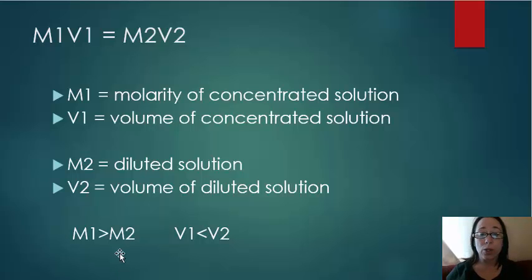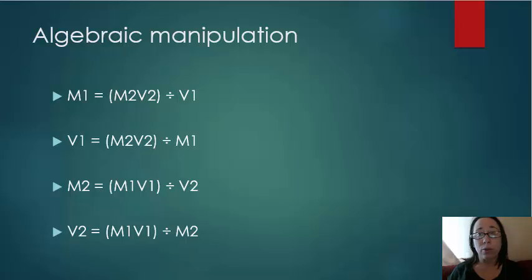So the molarity of the stock solution, or what we're starting with, is always greater than the molarity of what we end up with. And the volume of what we start out with is always smaller than what we end up with. So it's important to wrap your head around those, so when you get answers, you can see if they make sense. Now, we have four variables in this equation, so there are four ways we can manipulate it depending on what we are solving for.